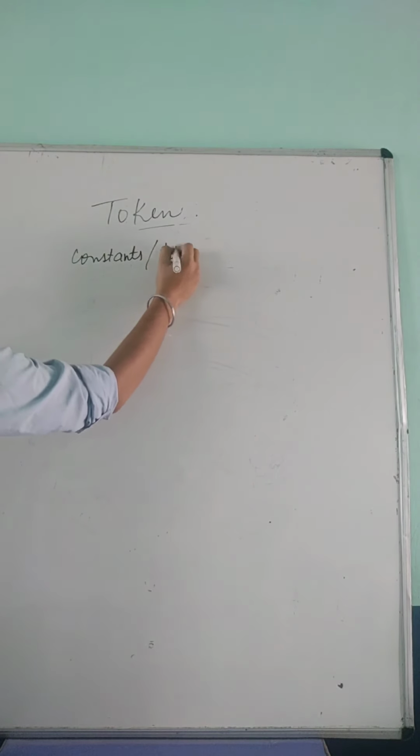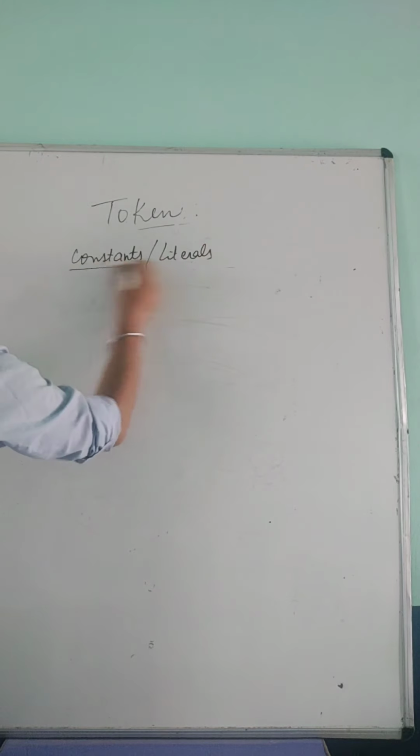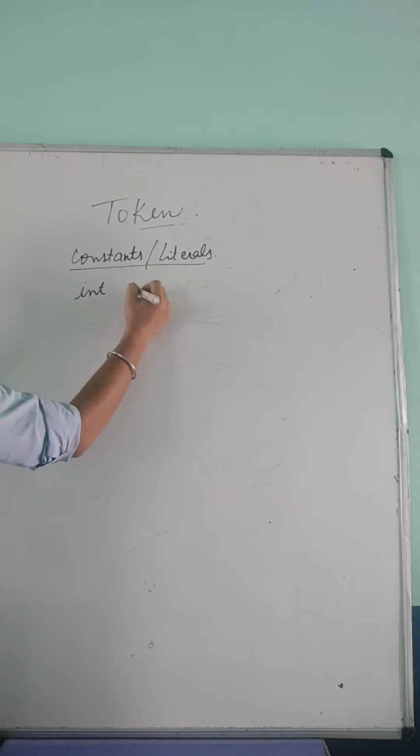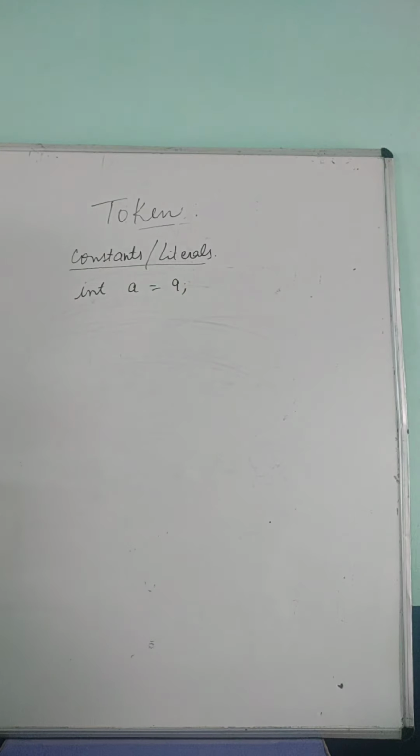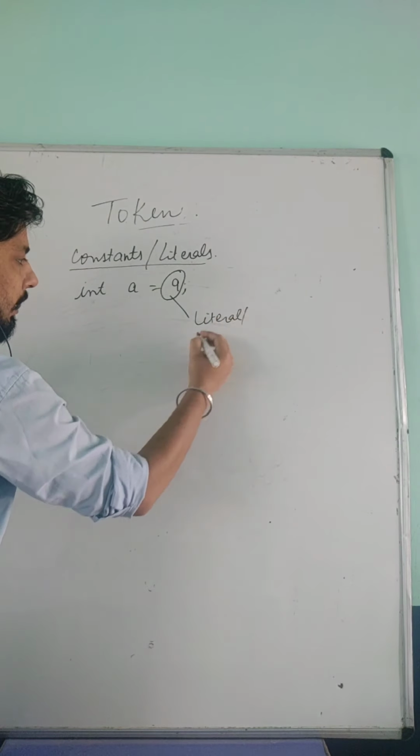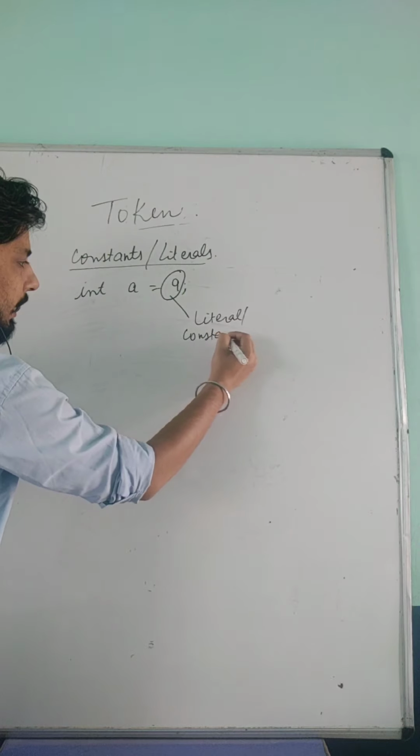We can also give another name to literals. So what are constants and what are literals? Suppose I have written int a equals to 9. So this 9 is called the literal or the constant.